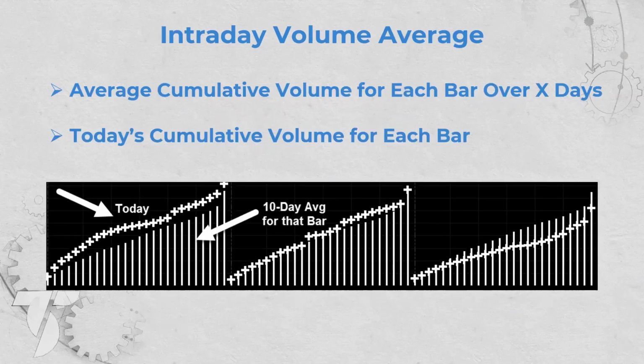So the average cumulative volume for any point on the chart is the histogram that you see here in these three graphs. So that histogram is what the volume should be at that particular time during the day. And in this case, we're averaging the last 10 days of volume for each of those time periods in the chart. And the little crosses that you see there is today's cumulative volume for each bar. So when the crosses are above the histogram, we have higher volume at that point in the day than the average. And when the crosses are below the histogram, we have lower volume than the average volume at that point over the last 10 days. That's the whole concept right there.